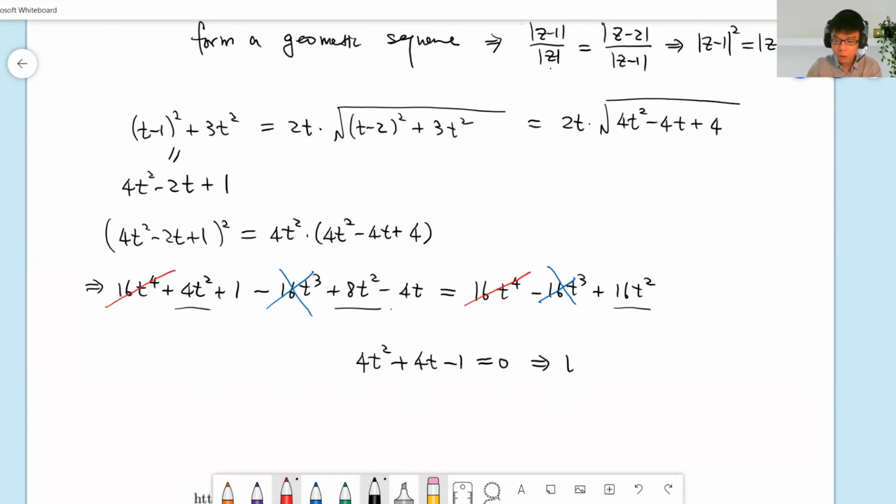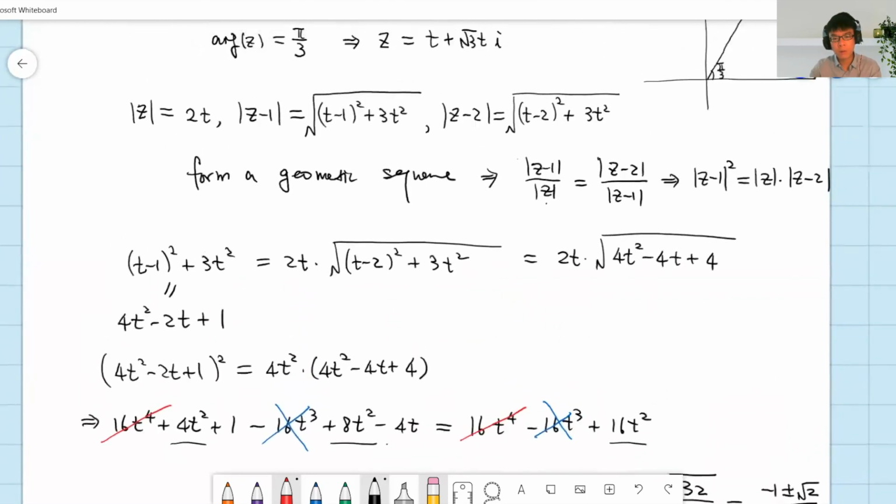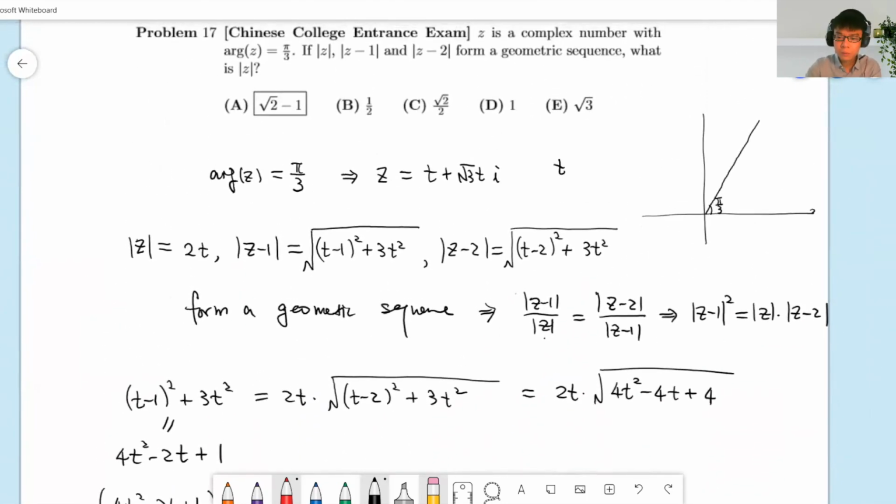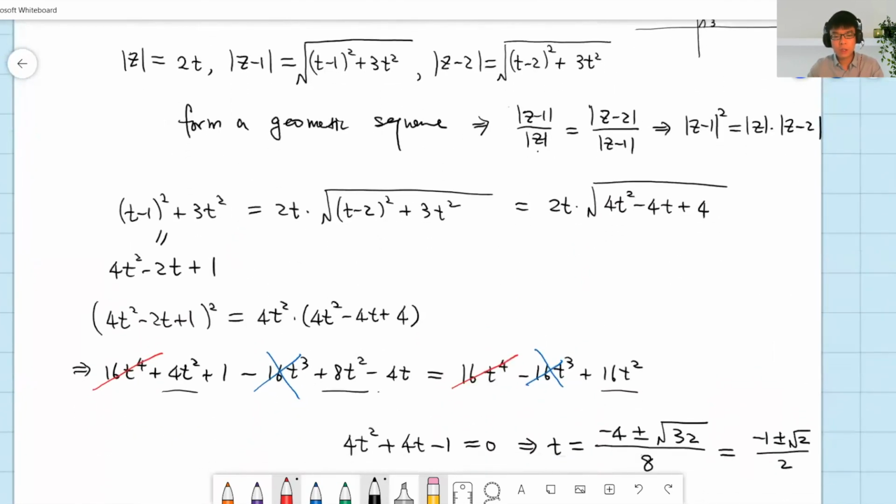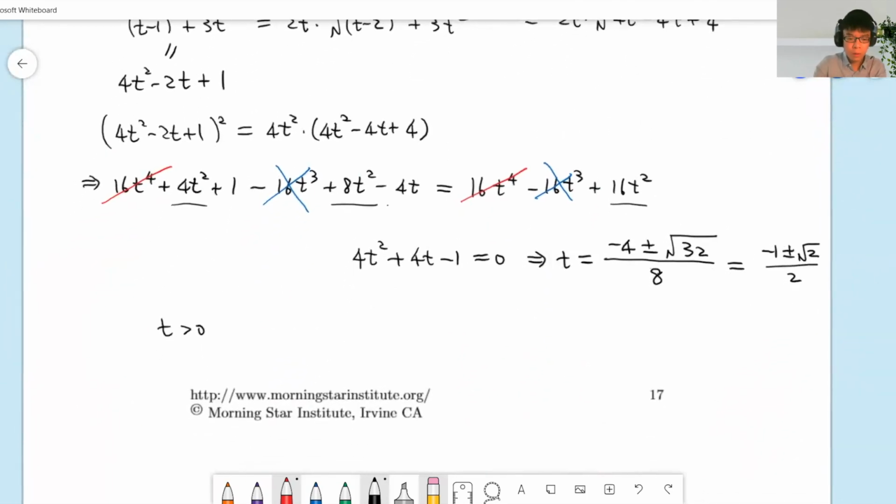Now we can solve for t by the quadratic formula, plus or minus the root of the discriminant 32, over 8. This simplifies to t equals minus 1 plus or minus root 2, over 2. Here t must be positive because the argument is pi over 3. And therefore, we just take t to be minus 1 plus root 2, over 2.